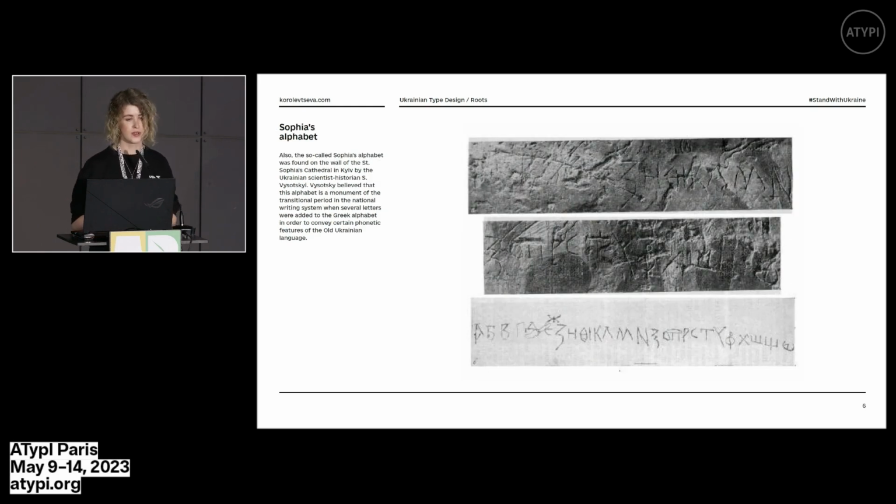Also, for example, the so-called Sophia alphabet was found on the wall of St. Sophia's Cathedral by Ukrainian scientist Vysotsky. He believed that this alphabet is a monument of the transitional period of the national writing system, when just a few letters were added to the Greek alphabet in order to convey certain phonetic features of the old Ukrainian language.